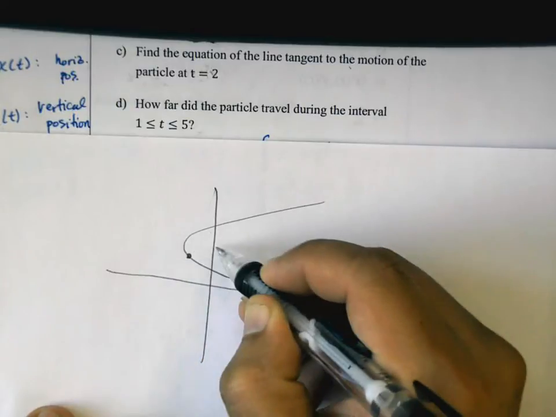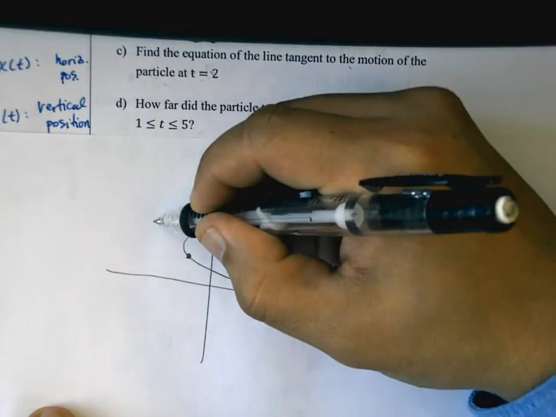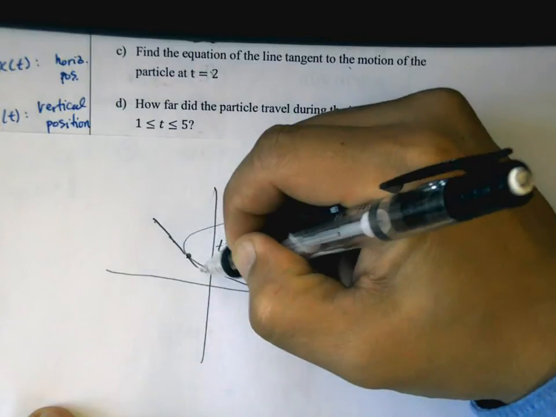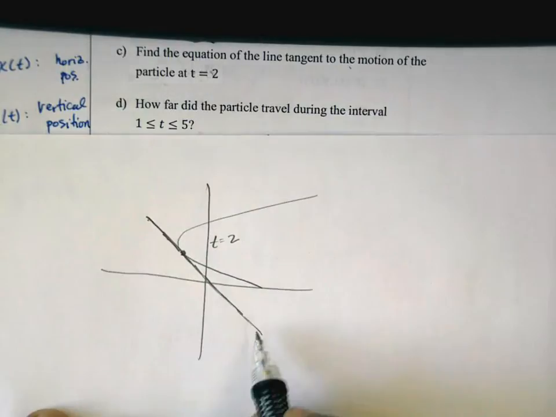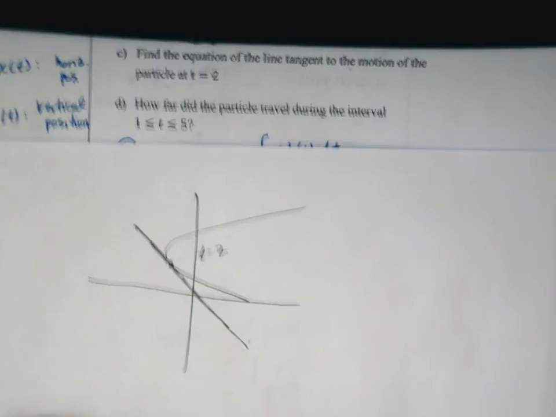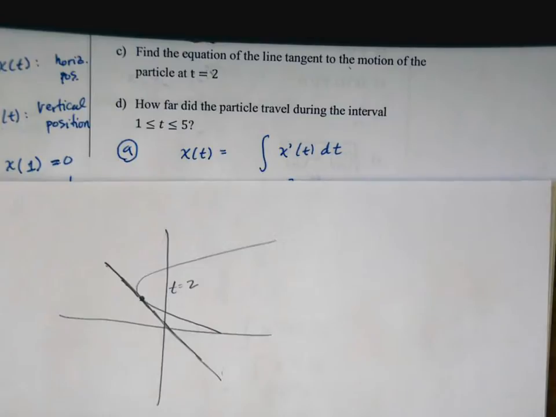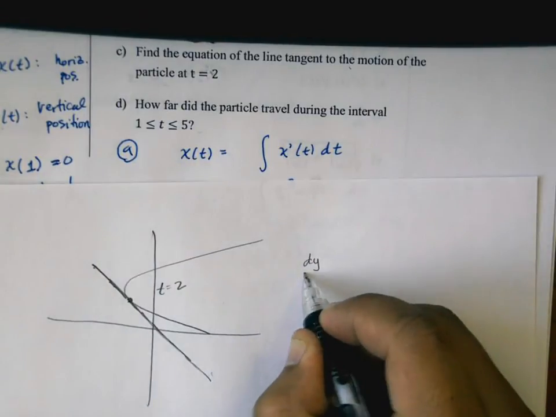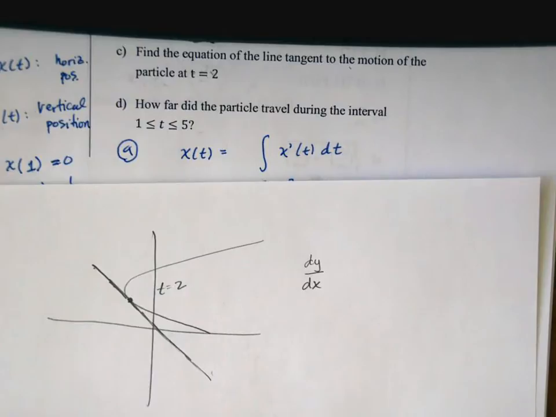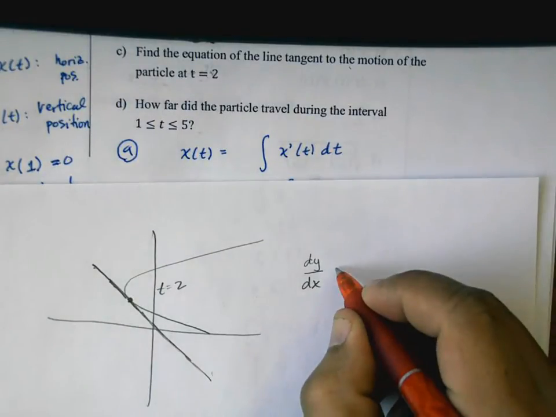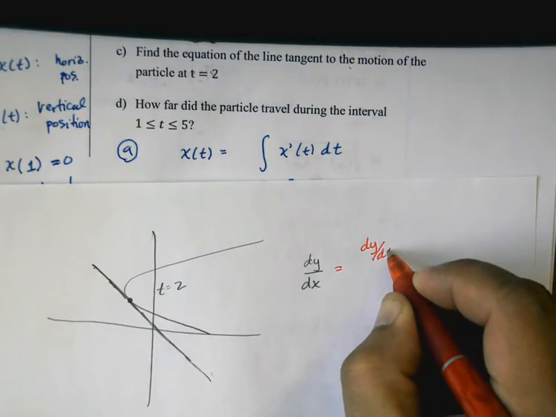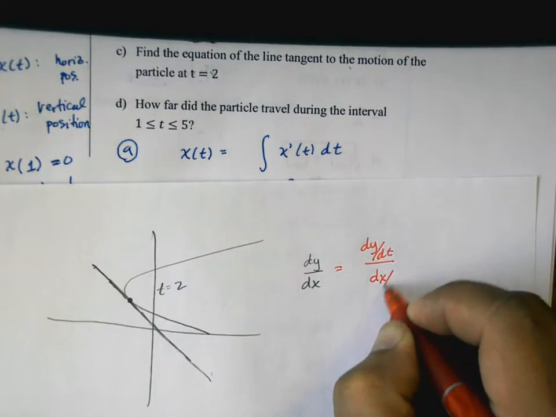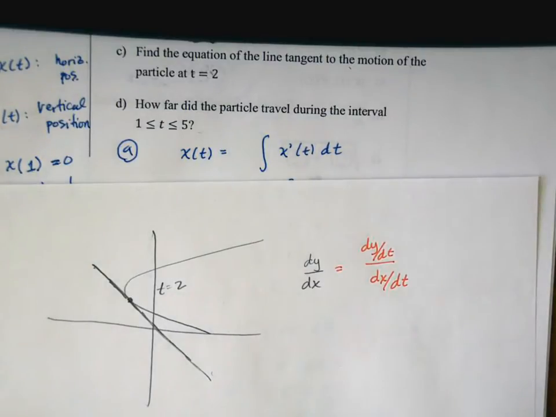So like right about here is where t is equal to 2, and we want to know what is the equation of that line. Okay. What's the equation of this line right here? Well, to find the equation, we need a slope and a point. The slope will be provided to us by calculating dy/dx. Now, dy/dx we already know is really equal to dy/dt divided by dx/dt when t is equal to 2.